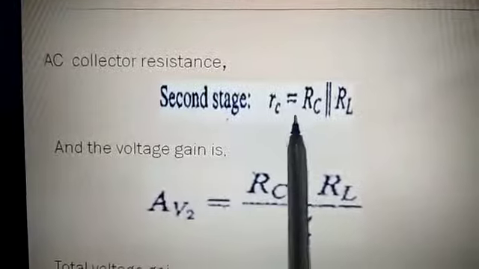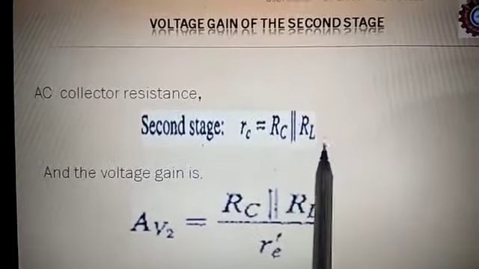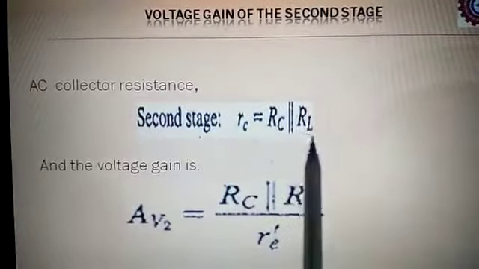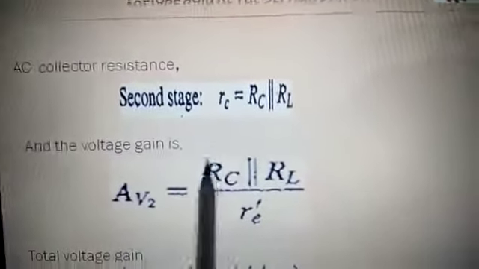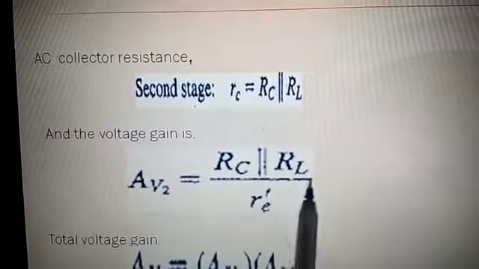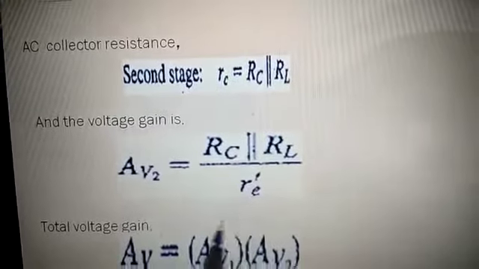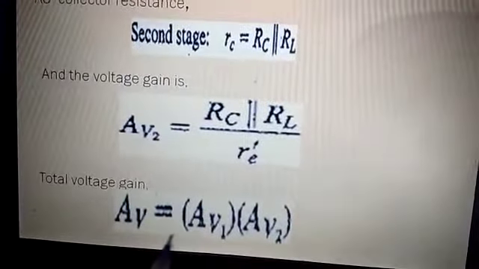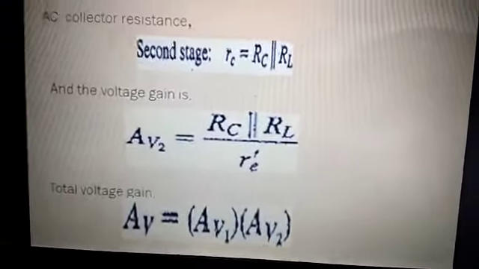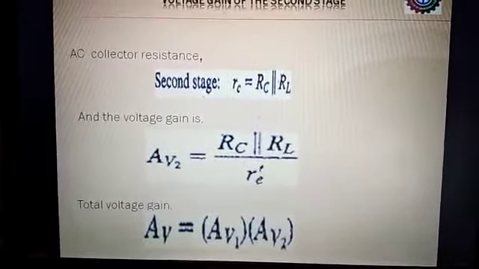The AC collector resistance of the second stage is the externally connected second stage RC in parallel with the load resistance. So RC parallel to RL is the rc of the second stage, and AV2 can be calculated as RC parallel to RL, that is small rc upon RE dash. And the total voltage gain AV is equal to AV1 into AV2. This is the general criteria. We can calculate using the H parameters also.